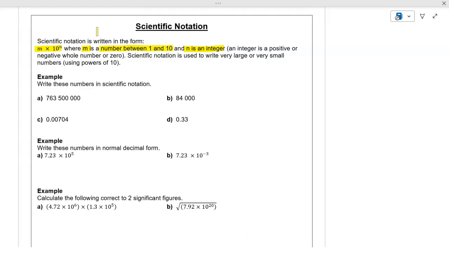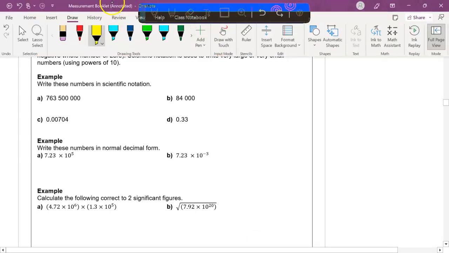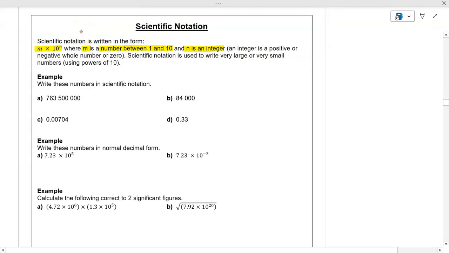As I said, it's used to write large and small numbers. So we're going to write these numbers in scientific notation. The first thing I need to do is look at those first few numbers. I'm looking for the non-zero to start off with, and I need to find how I could place a decimal point to make a number between 1 and 10 using these numbers. It's going to go after that first number.